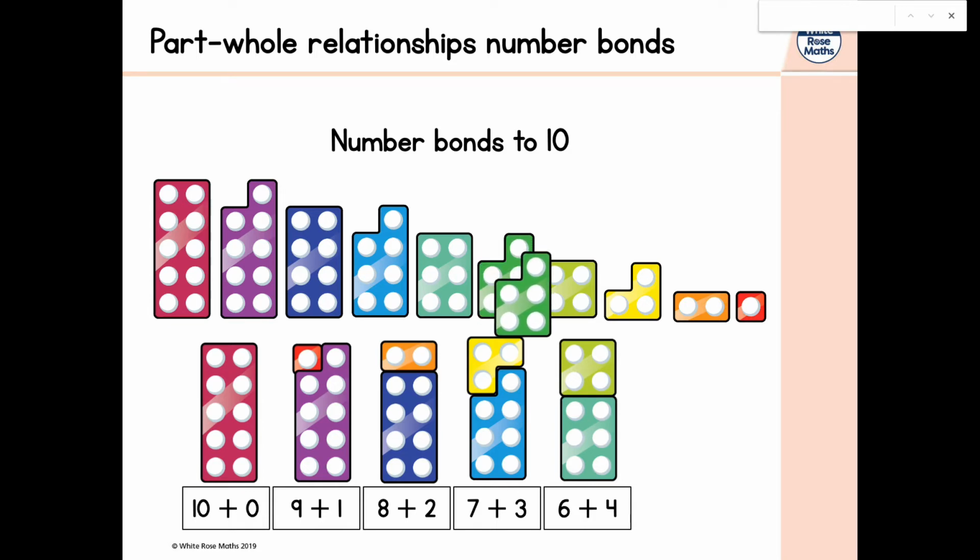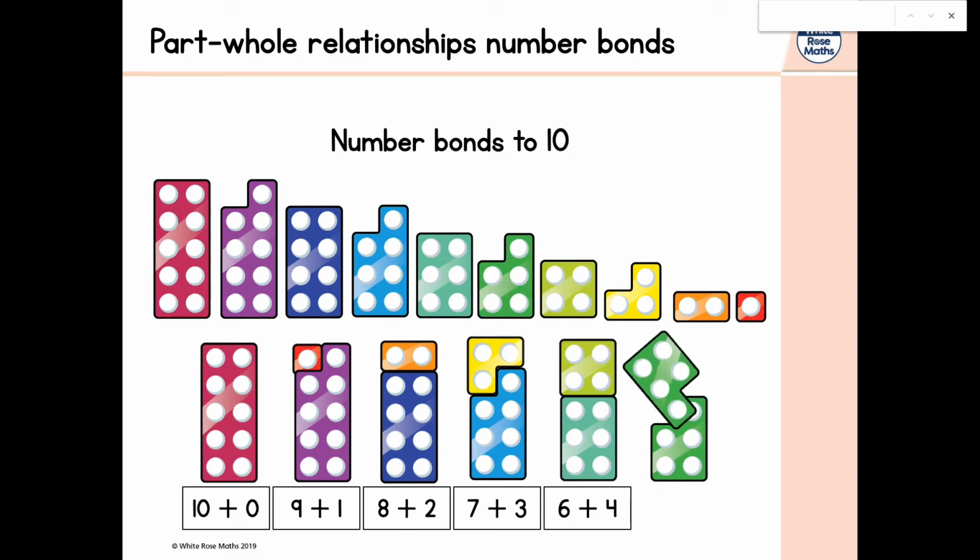And one more. 5. Yes, and another 5. 5 plus 5 is 10. So these are some of the number bonds to 10. We have two different parts that come together, and each of these combinations makes 10. We do really need to remember these.